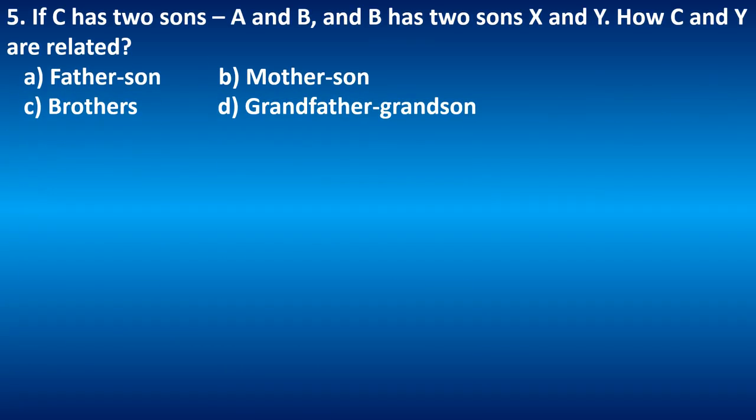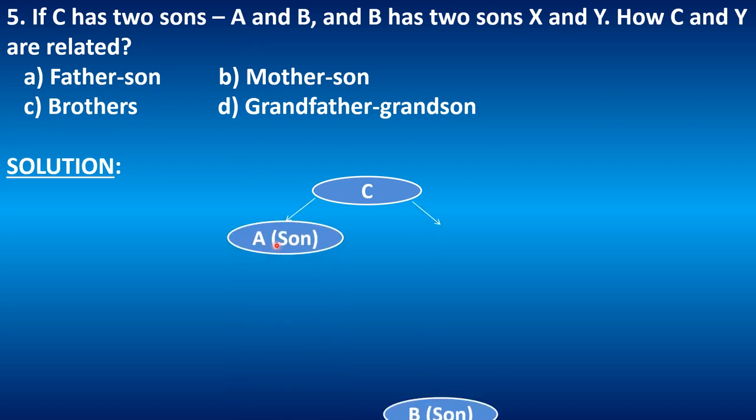Now in question number 5, it is given if C has 2 sons. अगर C के 2 बेटे हैं A and B and B has 2 sons X and Y. How C and Y are related? तो हमें बताना है कि C और Y जो है वो कैसे रिलेट कर रहे हैं. Options are A father son, B mother son, C brothers and D grandfather grandson. So first of all we will write C because C has 2 sons and the name of those sons are A and B. So here A and here B.